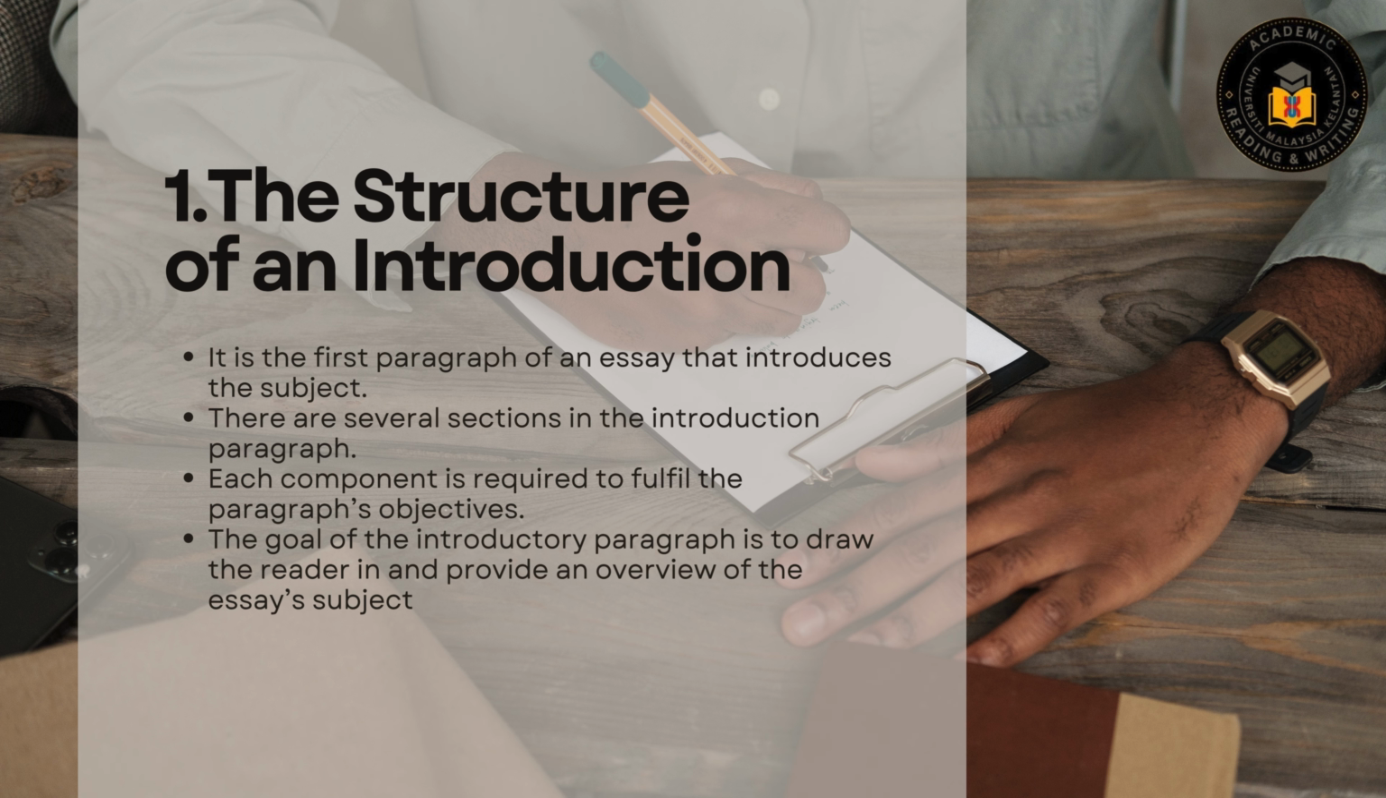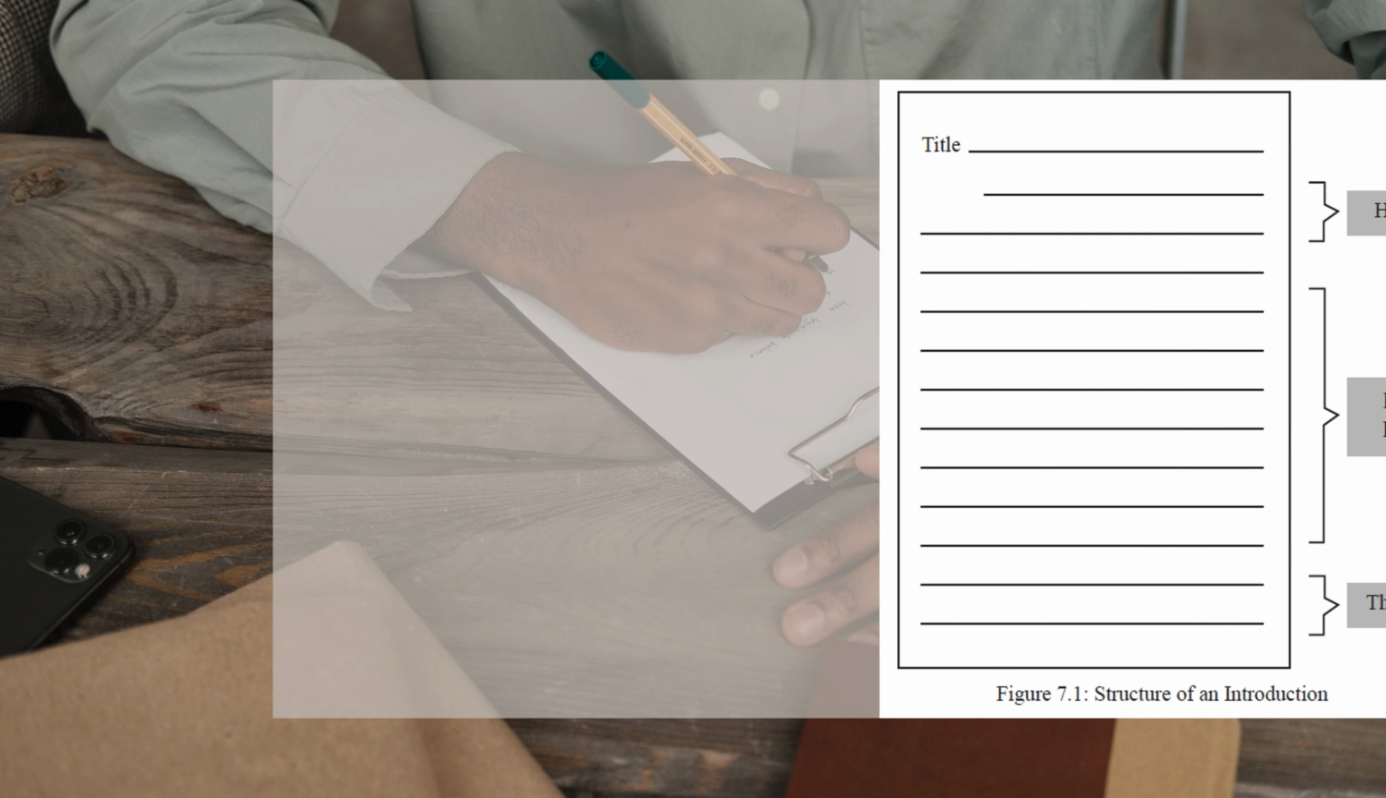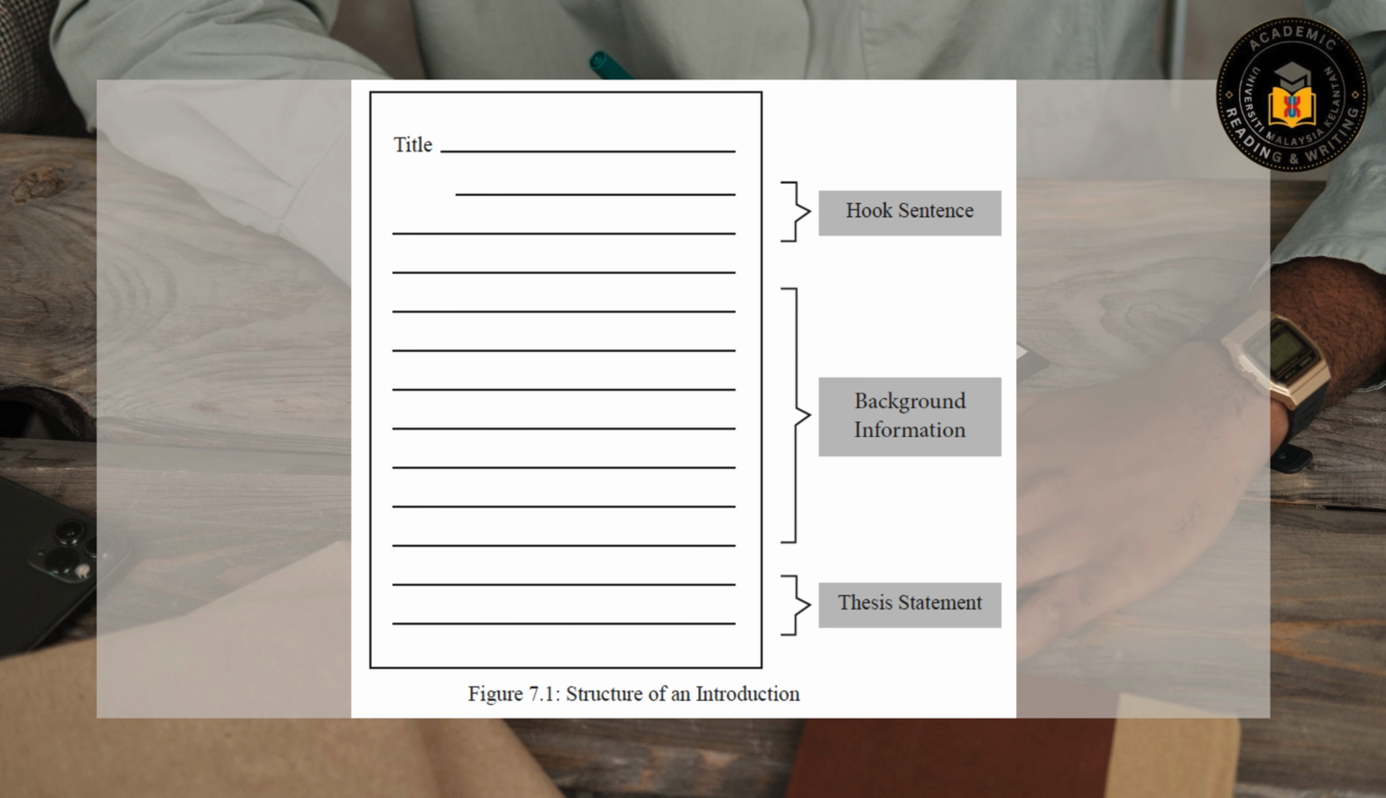The introduction is the very first paragraph of an essay. Its job is to introduce the subject and grab the reader's attention. Think of it as the doorway into your essay. A good introduction has several parts, each with its own purpose. Overall, the goal is to draw the reader in and give them a clear overview of what the essay will be about. This is the basic structure of an introduction in academic writing.